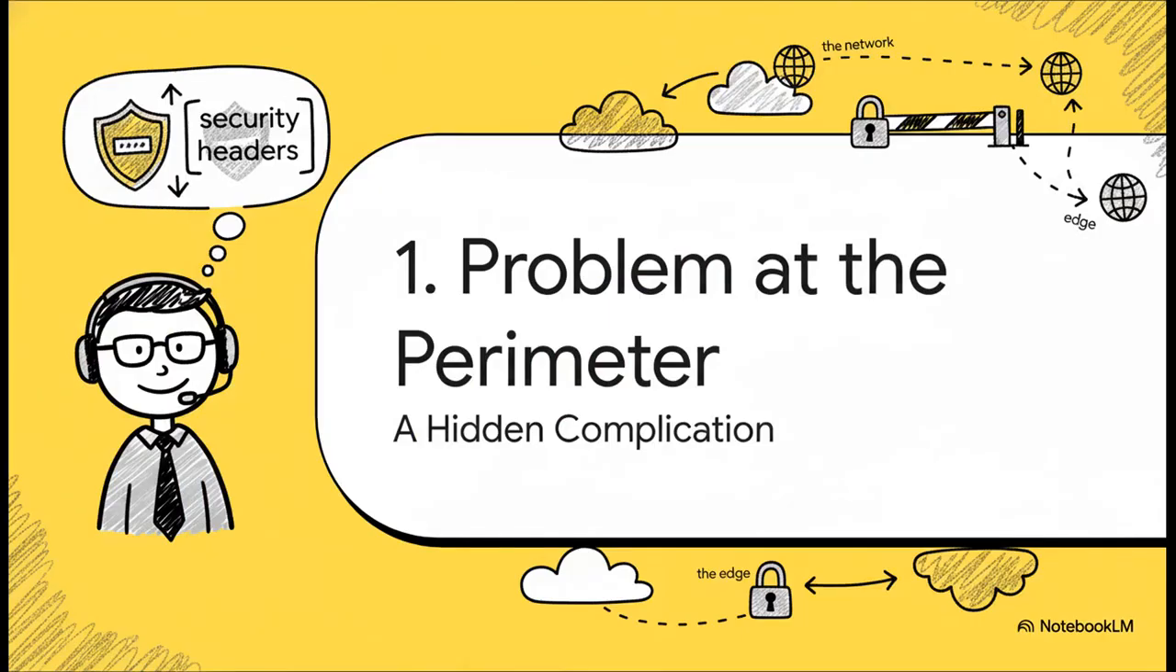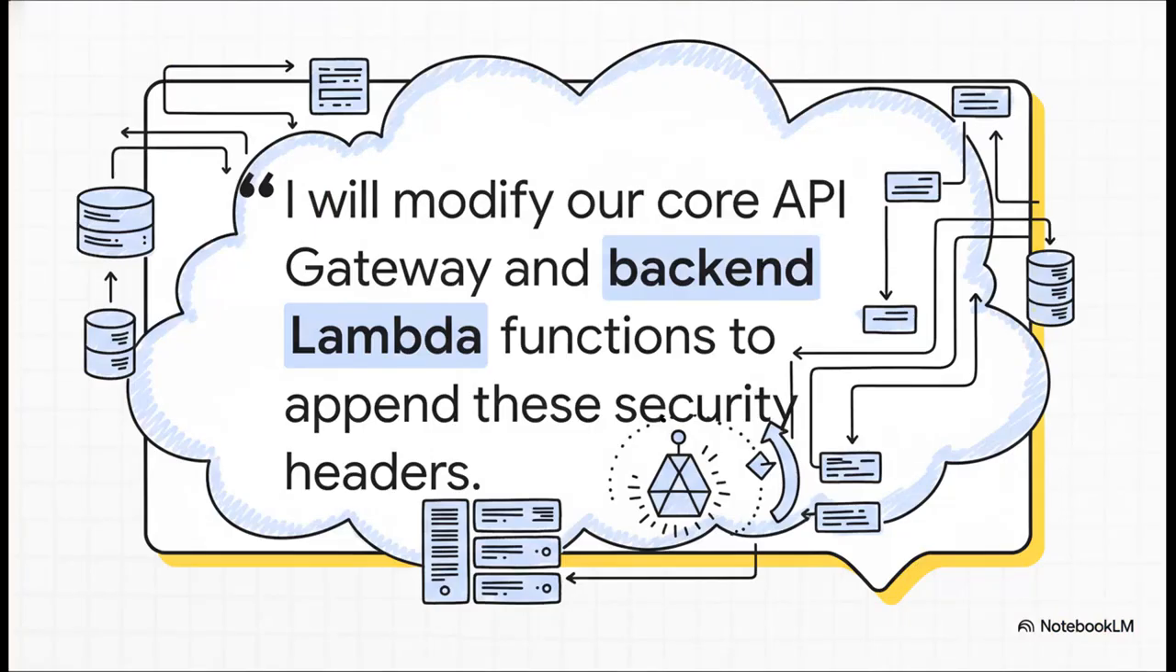So, let's set the scene. Meet Timothy. He's a developer, and he's just been given what sounds like a pretty simple task. A new compliance rule says they have to add 2 new security headers to all of their web traffic. Easy enough, right? He immediately starts cooking up a plan. And you know, his plan makes perfect sense.